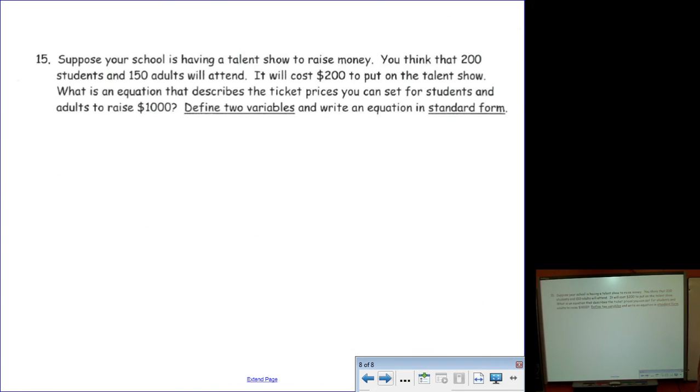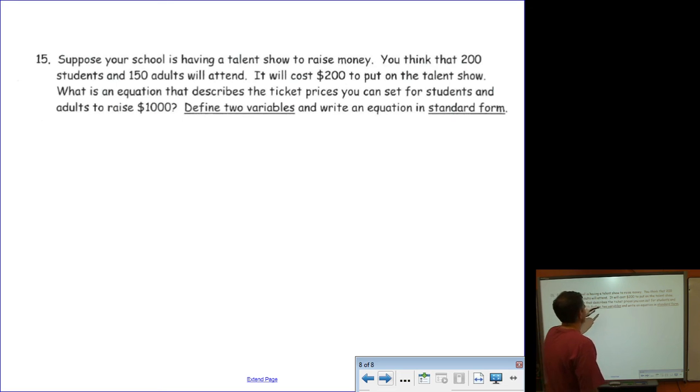Last up, suppose your school is having a talent show to raise money. You think that 200 students and 150 adults will attend. It will cost $200 to put on the talent show. What is an equation that describes the ticket prices you can set for students and adults to raise $1,000? Now that I read this, I got this wrong when I gave you the answers at the beginning.